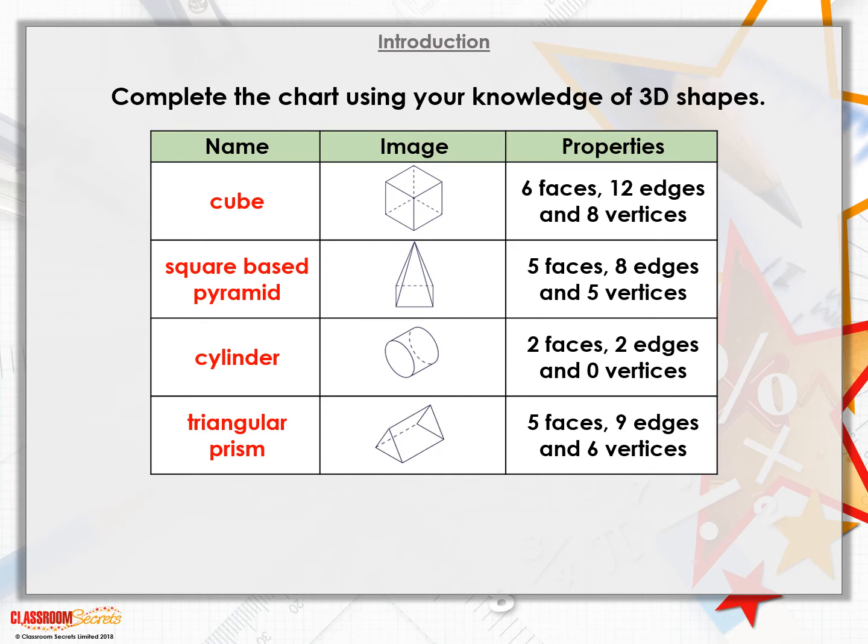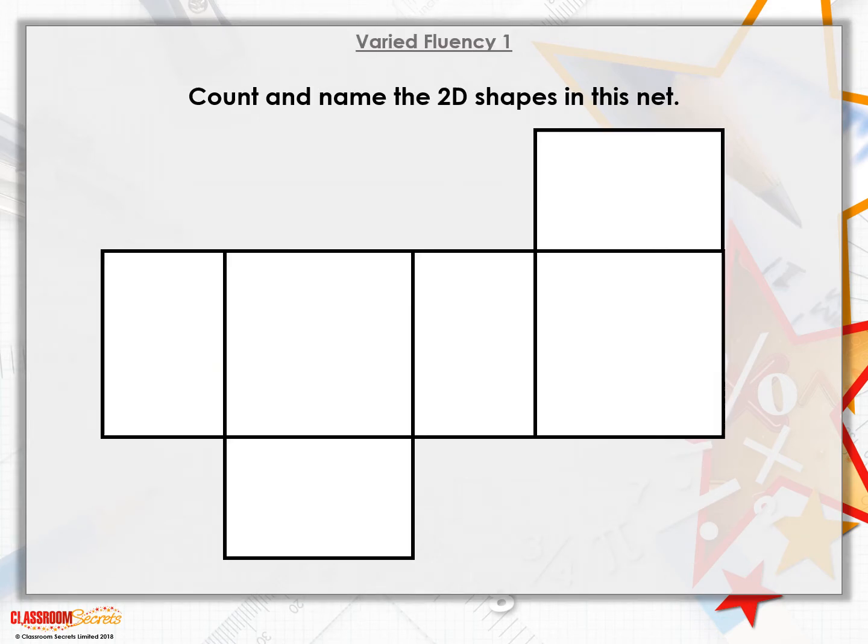Okay, this slide shows us the first one was the cube. We've got the image of the cube there. The dotted lines at the back, you'll notice, imagine that the shape is see-through, so you can really see the edges and the vertices clearly. Okay, we've got the square base pyramid, the cylinder, and the triangular prism.